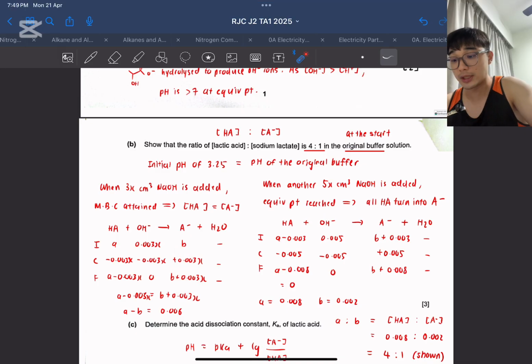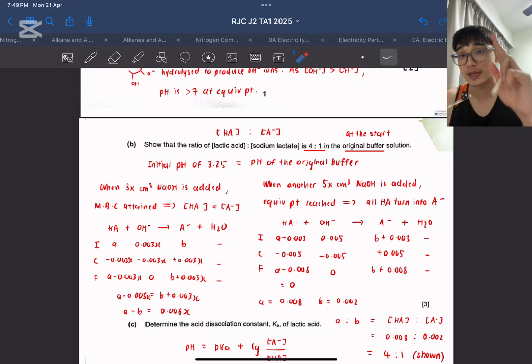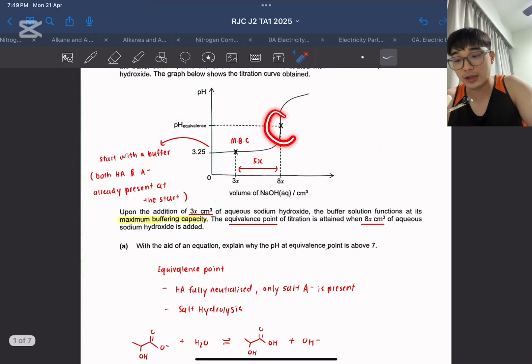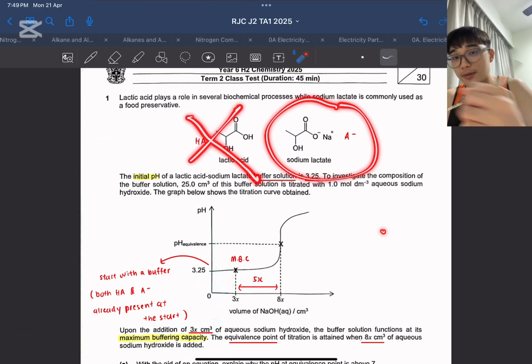Now, as we mentioned just now, these 2 species are equal at this point. This must be equal to this. So we can create somewhat like an equation. I'm going to bring all the numbers to one side, the alphabets to the other side. So A minus B equals 0.006x. That is like the first equation. We're doing a simultaneous equation here because I already told you the second point is this. When you add until 8x, at the equivalence point, you only have this. You don't have any more acid.